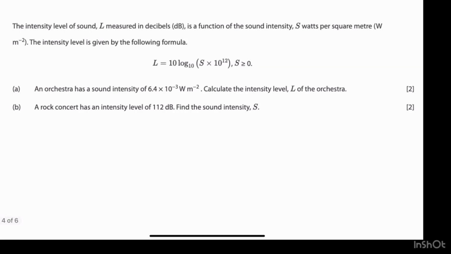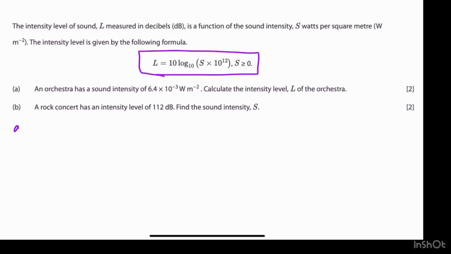Notice the second example. The intensity level of sound L, measured in decibels, is a function of the sound intensity S, in watts per square meter. The intensity level is given by the following formula. If you take a look at this, you'll probably run and skip the problem, and yet it's such an easy question. L equals 10 log base 10 of S times 10 to the 12, where S is greater than or equal to 0. This is the formula they give me.